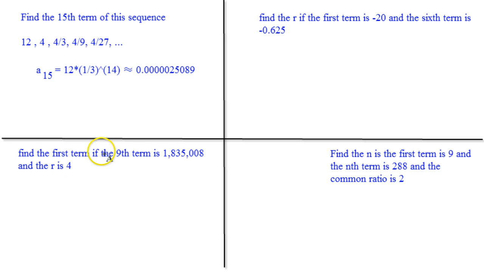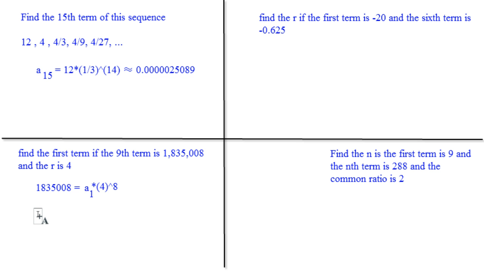Okay, now find the first term. Well, let's go ahead and find the first term if the 9th term is 1,835,008 and r is 4. Okay, so we set it up: 1,835,008 equals the first term, so that's going to be a sub 1, and you're going to times that by the common ratio, which is 4 to the 8th power. Okay, so as you can see, this is turning into a really simple problem. Oh, let me put the first term right there so we understand what we're looking for. Okay, 4 to the 8th.